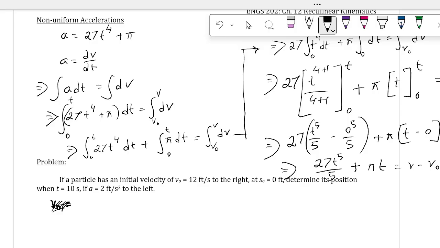The first problem that we are doing in this semester, let's do a real problem. So if a particle has an initial velocity v0 given, let me start writing at the same time when I'm talking. Let me highlight that here, given as 12 feet per second, right?